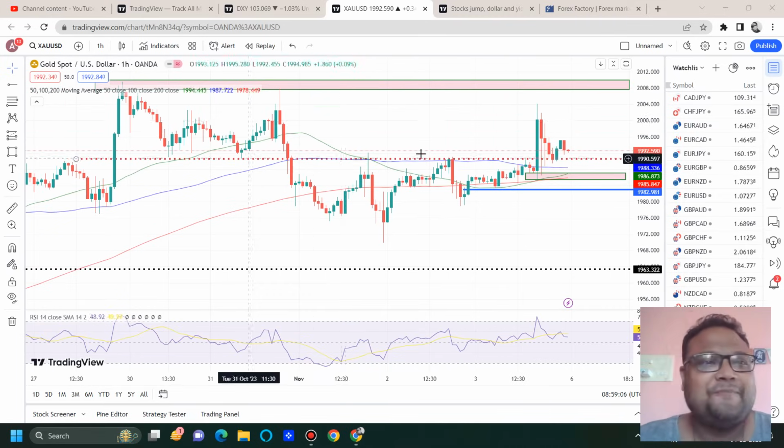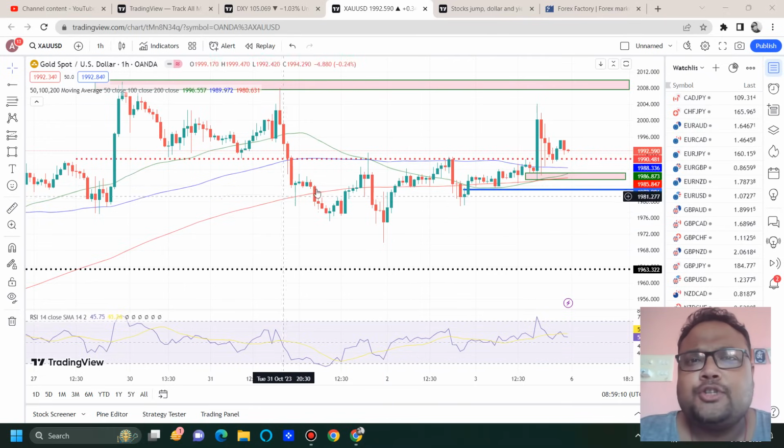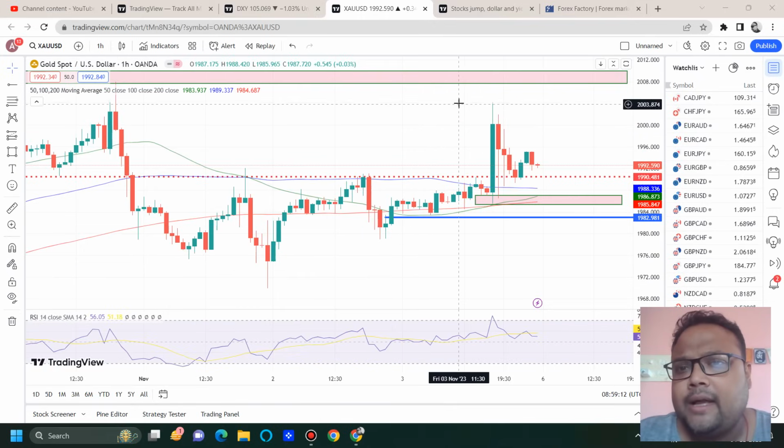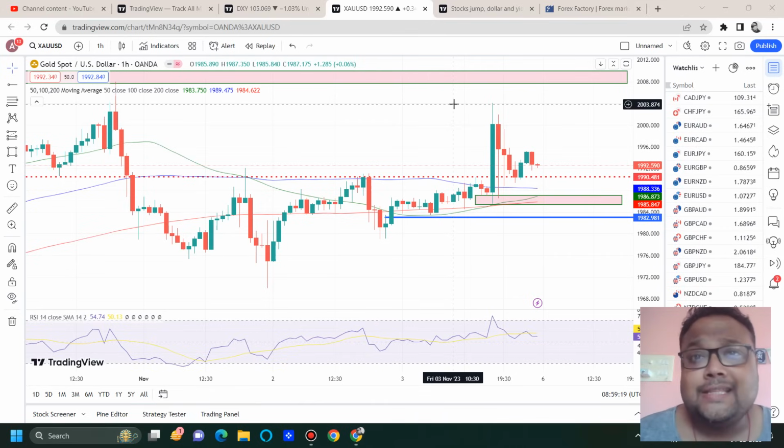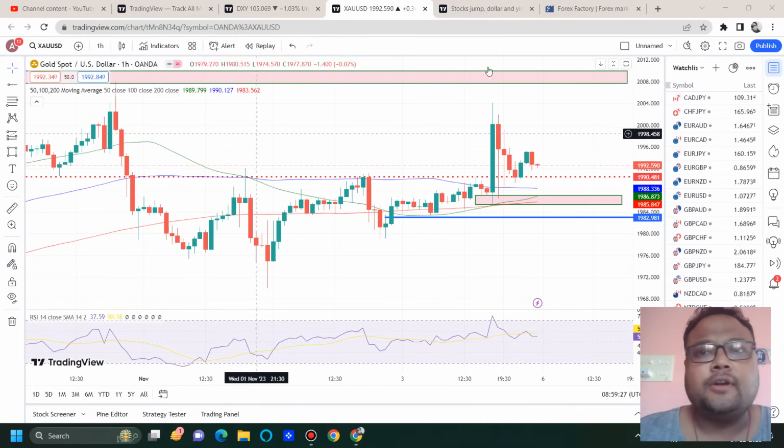So let's get started. My dear friends, finally the NFP is over and we saw gold shooting up right after NFP. Gold made a high of 2004, but we saw an immediate correction. Gold again came down. Surprisingly, it took support around 1990 and ultimately closed at 1992. So this is the chart of gold USD in front of us.